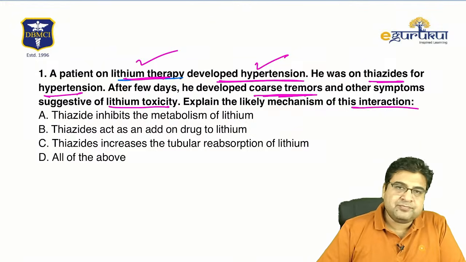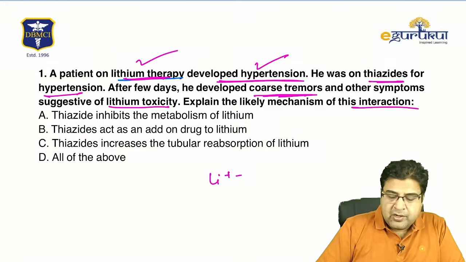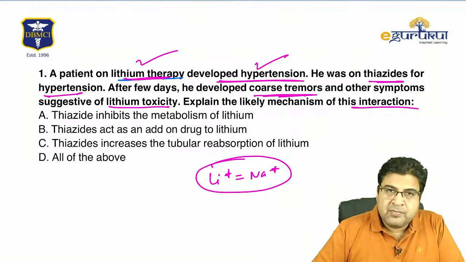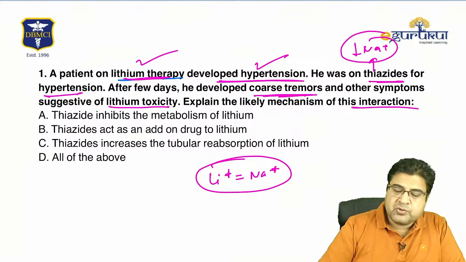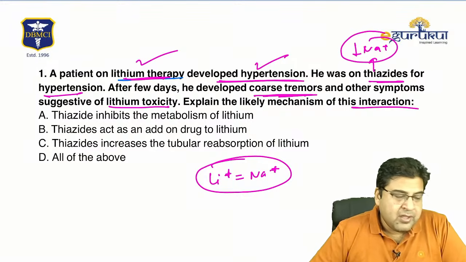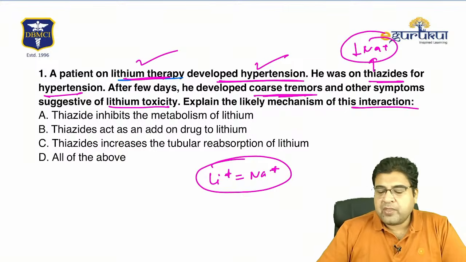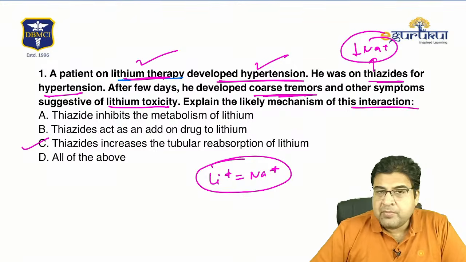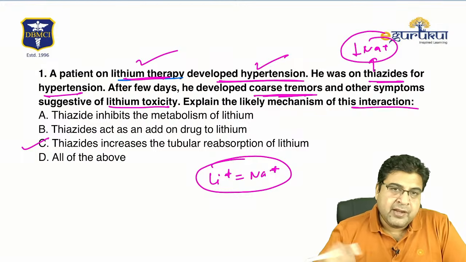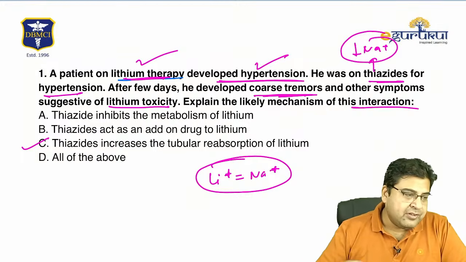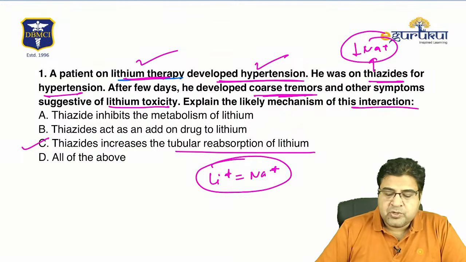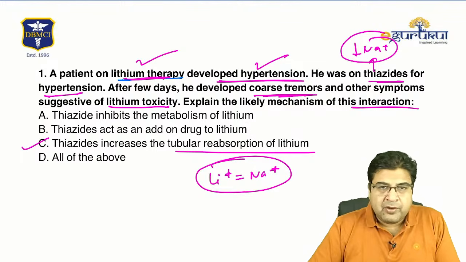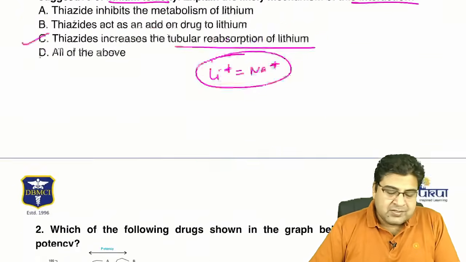What is the interaction? So guys, the body cannot differentiate between lithium and sodium. And because the body cannot differentiate between lithium and sodium, thiazides are the medicines which can cause hyponatremia. So in the absence of sodium, when the thiazides cause hyponatremia, the kidney will start retaining more sodium. And when the kidney starts retaining more sodium, at that time lithium is also available in the kidney and the body cannot differentiate between the two. So the kidney will retain lithium. So thiazides can increase the tubular reabsorption of lithium because the body cannot differentiate between lithium and sodium. So question 1 answer is C.